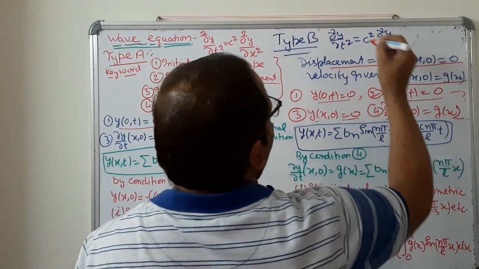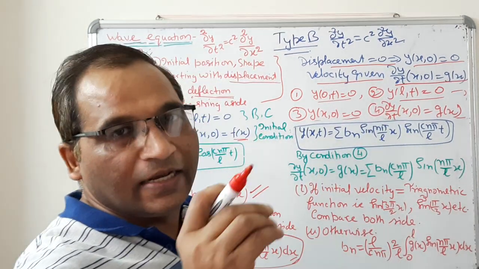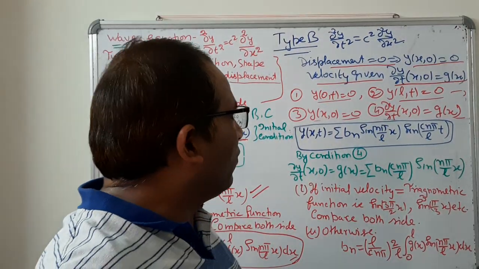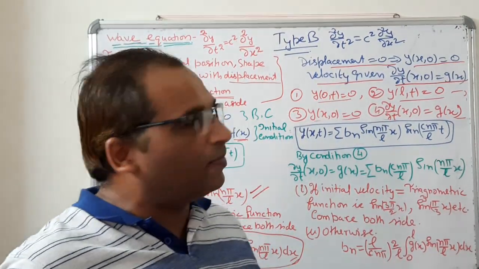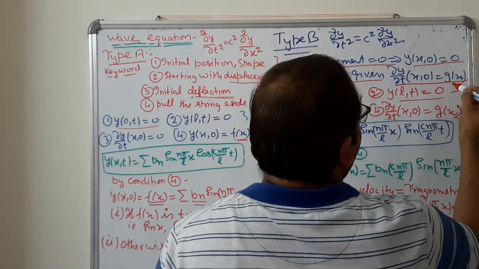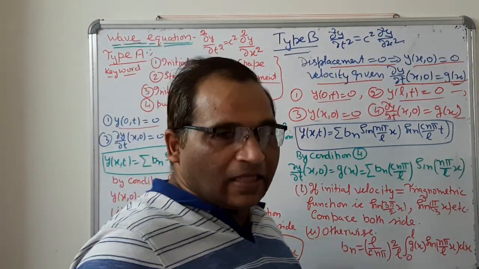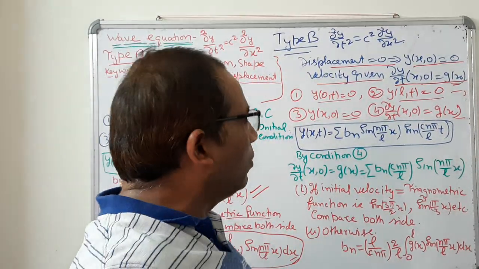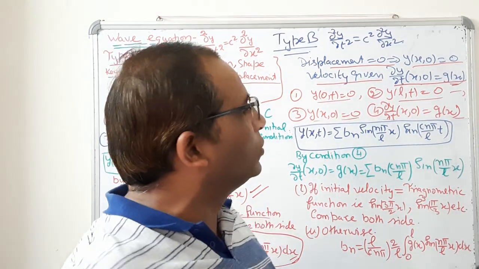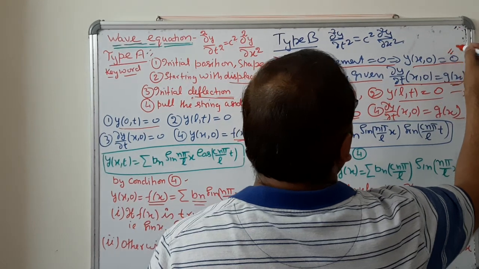In type B, only one condition is given, the velocity. Initial velocity is non-zero, and we can represent velocity by only one term, that is del y upon del t at x0, and that is given by, let us suppose, a function g(x). Either it is written as initial velocity is a non-zero function, or del y by del t at x0 is a non-zero function. And in this case, by default, we will take displacement equal to 0.